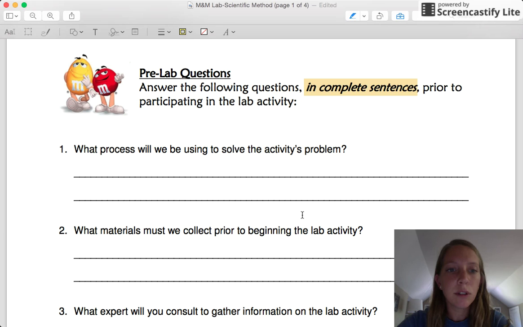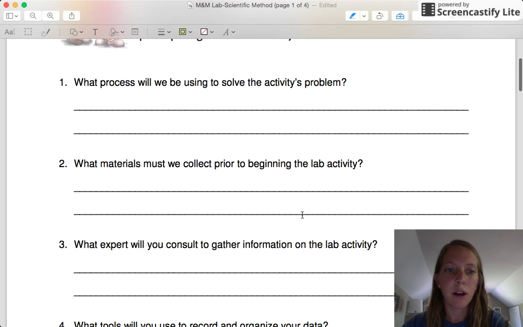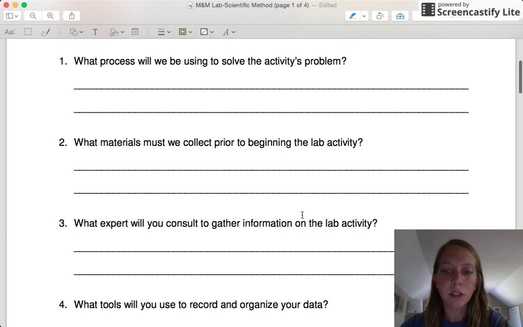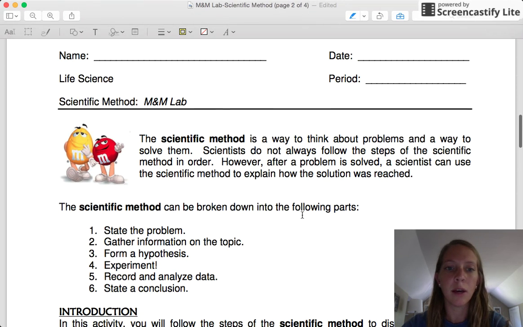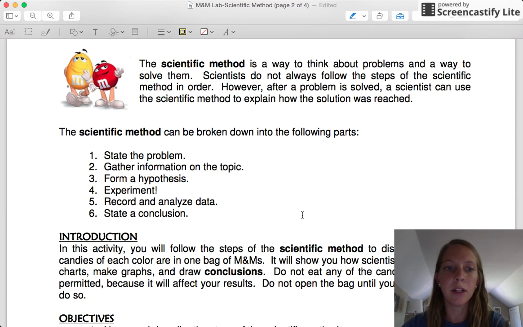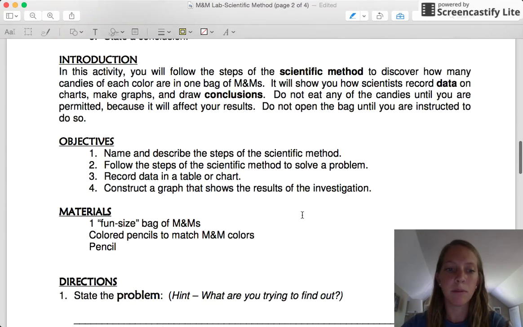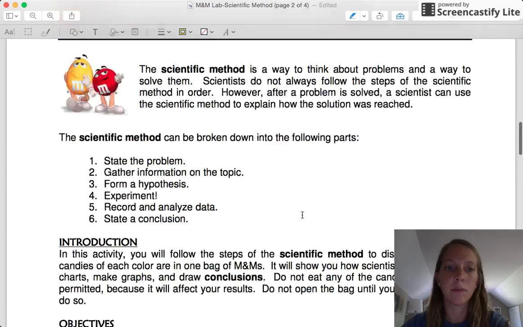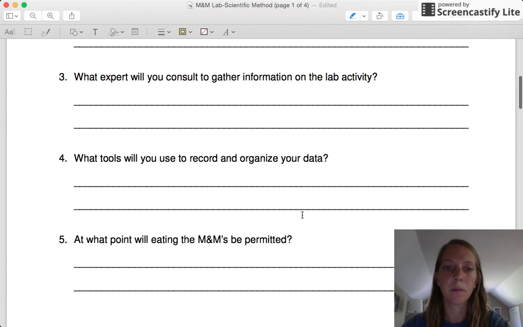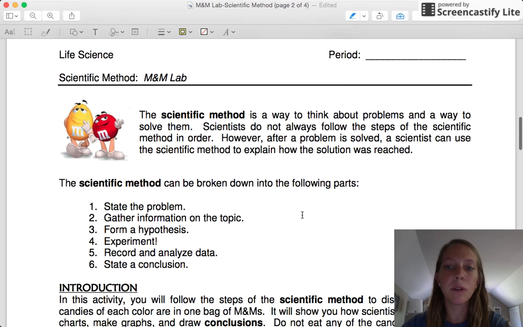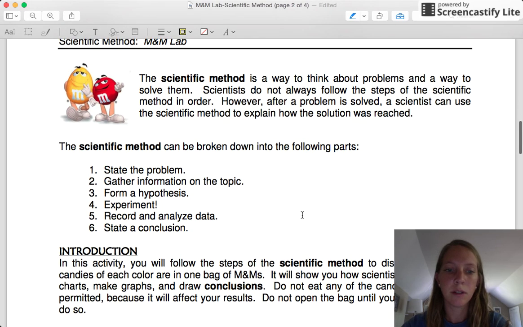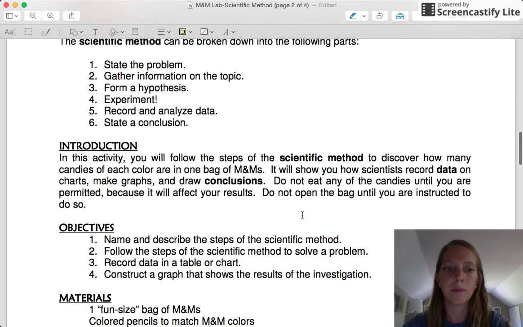So you'll go through these questions. What process will we be using to solve the activity's problem, etc. You might need to look below the questions, okay, at this point right here to answer some of them. So you'll answer those, and then you'll read through this together, all this information.